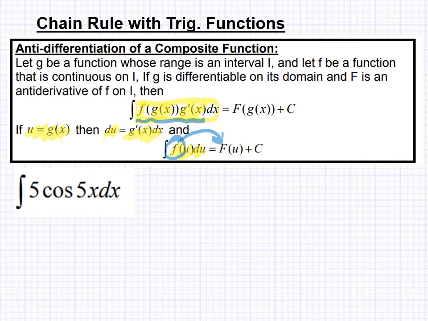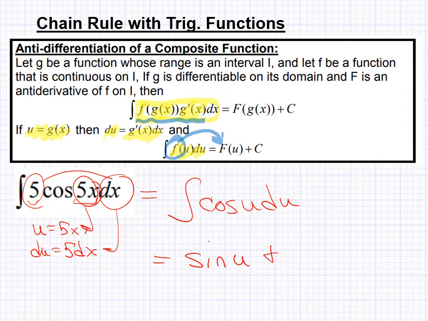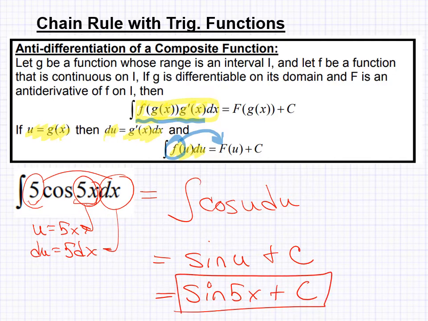So let's look at this. The derivative of 5x is 5. So if I say u equals 5x, du would be 5 dx. So we take this and this, bring that out, that's our du. Take this out, that's our u. What are we left with? The integral of cosine u du. And so the integral of cosine u du is sine u plus c, but u was 5x. Replace that u with a 5x, and we have our answer. Okay?